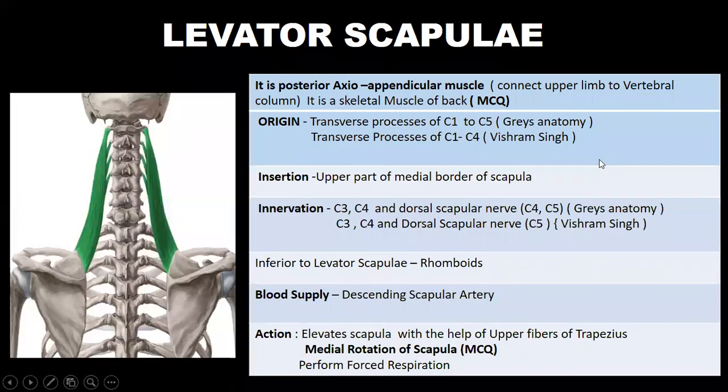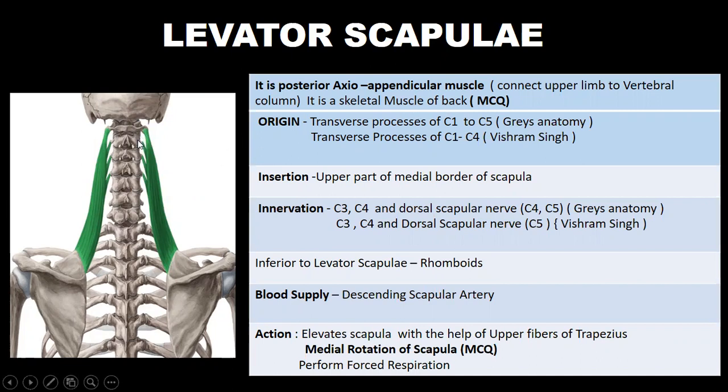Coming to our other major muscles, the thing I love about these muscles is that we need to learn only a few things about levator scapulae and the rhomboids. So just quickly go through these muscles. They are posterior axio-appendicular muscles. The MCQ comes here. Why is it known as an axio-appendicular muscle? Because it connects the upper limb to the vertebrae, and it is a skeletal muscle of the back. They might give this in the MCQ.